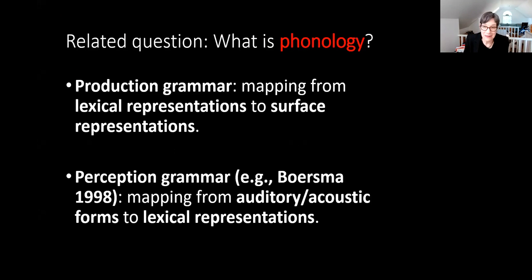The first step, of course, is, what do we mean by phonology? So I assume a model in which there is a production grammar, which maps from lexical or phonological underlying representations to surface representations, and a perception grammar, also language specific, which maps from auditory or acoustic forms to phonetic, phonological, and then lexical representations.